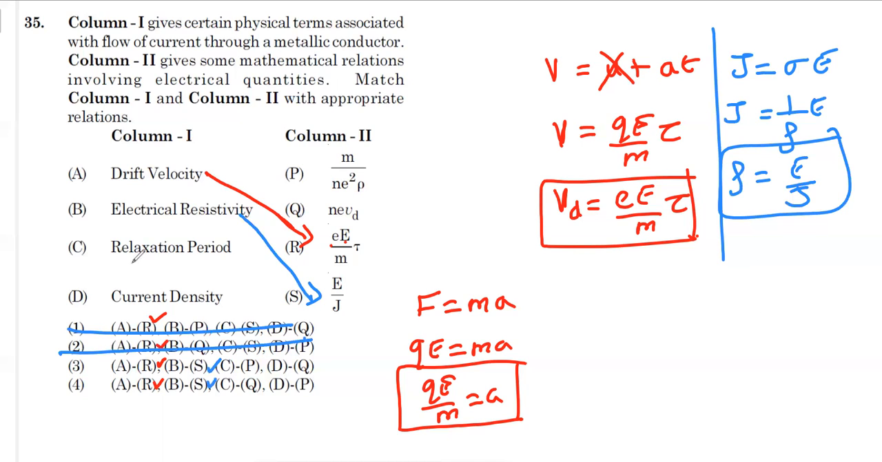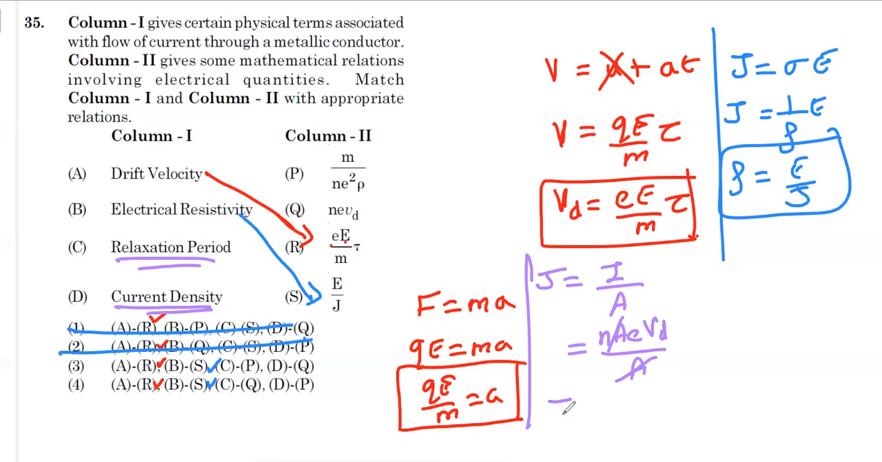Okay, right, next: relaxation time tau, and they're asking for current density. Current density is easy to find. We know that current density J is equal to I by A. The famous formula I = nAeVd, so J is equal to nevd. Okay, so that is the current density.